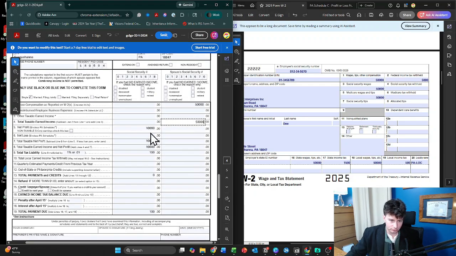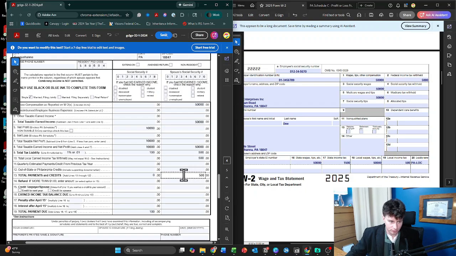She didn't have a business, only the husband did. So in her case, the total taxable earned income and net profit from add lines 4 and 7 is $50,000. Her total tax liability comes to $500, and the total local earned income tax withheld is $500. So she had the exact amount withheld that she was supposed to. And as we can see right here, total payments and credits, add lines 10 through 12. So if she made quarterly payments, you would take that from here. And then if she had any sort of out-of-state credits, then you would enter that there.